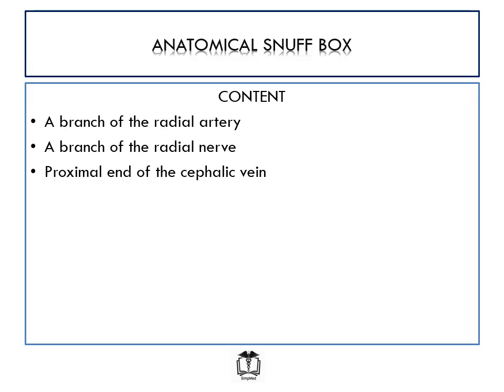What are the contents of the anatomical snuffbox? This includes branches of the radial artery, the radial nerve, and the proximal end of the cephalic vein.